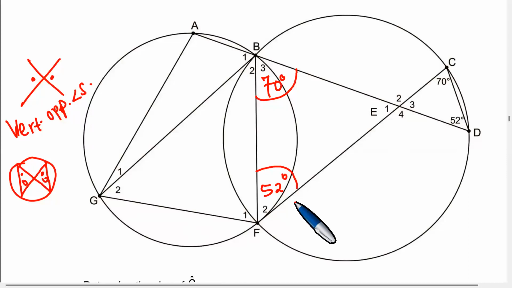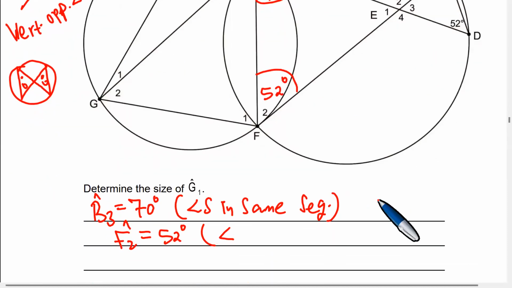So you have this equals this equals this. So if you have this equals this, what do we get? This equals this, because of the butterfly. So F2 equals 52 degrees because of angles in the same segment. In the same segment. Next.